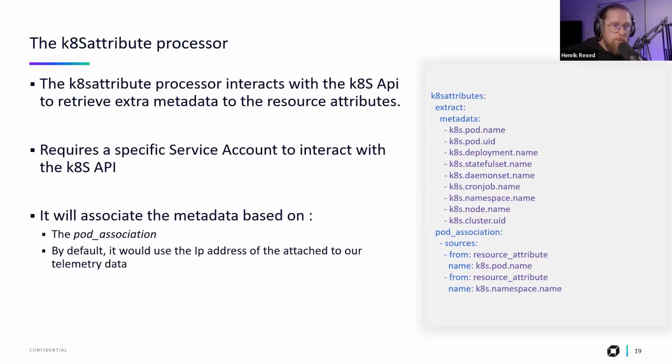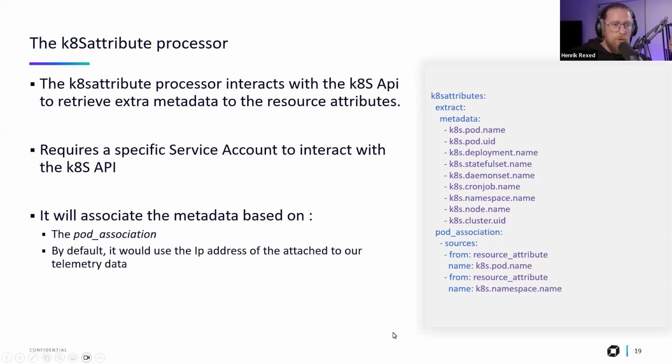And then at the bottom, you can see I'm specifying the pod associations. So you may ask yourself, but if the log doesn't have Kubernetes pod name and Kubernetes namespace name in the resource attribute, like described here, what will happen? Well, by default, if it doesn't find anything, it will use the IP address of the log or of the metadata of the telemetry that we're trying to enrich.